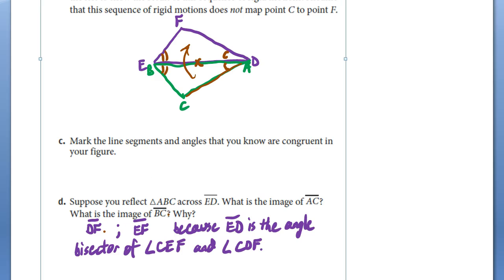What is the image of BC? So this segment here, what's its image when you pop it across there? It would be EF. In our reason, because segment ED is the angle bisector of that angle and that angle, that's why I know that these things match each other.